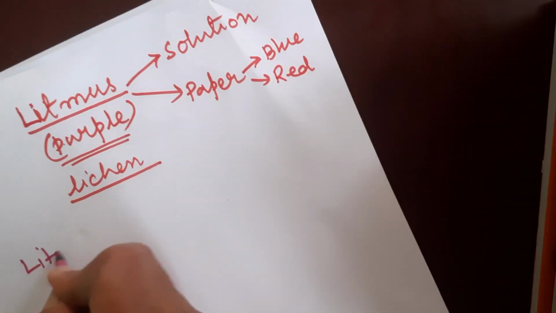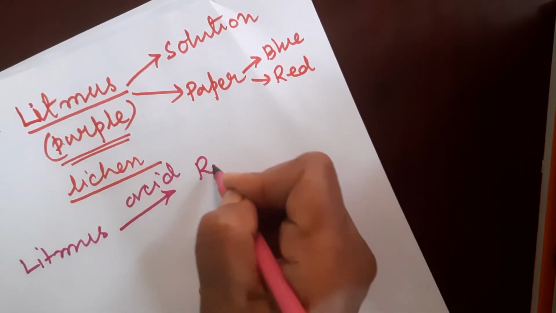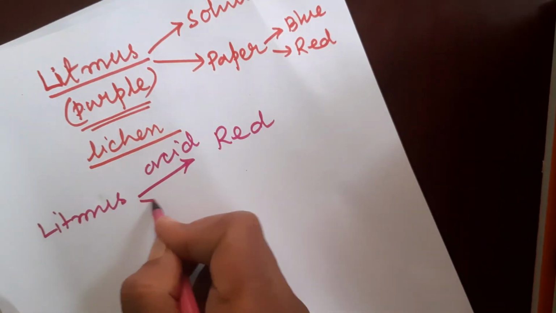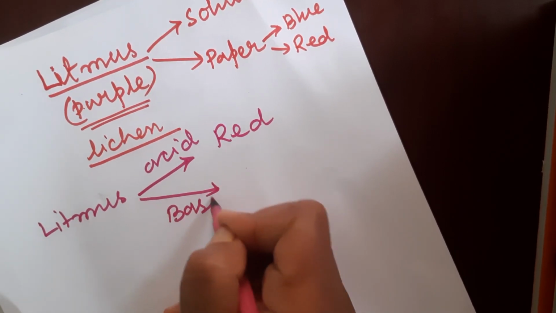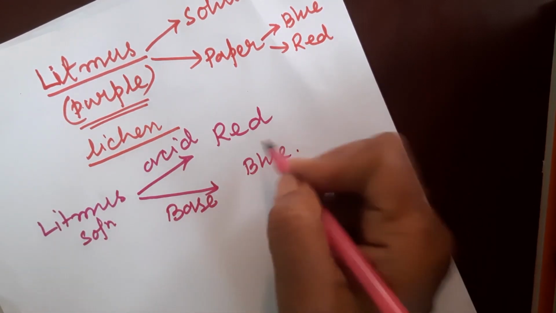So, litmus, which is a natural indicator and purple in color, if you put a drop of litmus solution in acid, it will turn red. And if you put a drop of litmus solution in base, it will turn blue. Now this red and blue solution is used to make red and blue litmus paper. How? White paper is dipped in this red and blue solution and then dried to make red and blue litmus paper. I hope you understood.